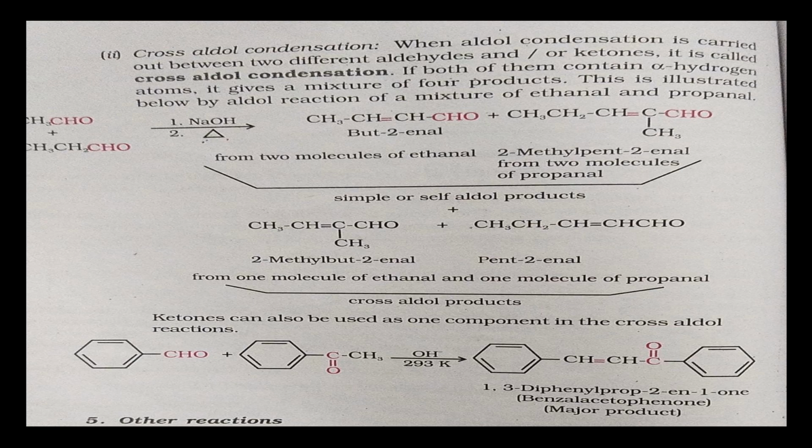First one, ethanal and propanal. In the presence of NaOH and heat, it changes to but-2-enal, which is from two molecules of ethanal, and 2-methylpent-2-enal from two molecules of propanal, similar self-aldol products, and 2-methylbut-2-enal from one molecule of ethanal and one molecule of propanal, and pent-2-enal, which is a cross-aldol product. Ketones can also be used as one component in the cross-aldol reaction.